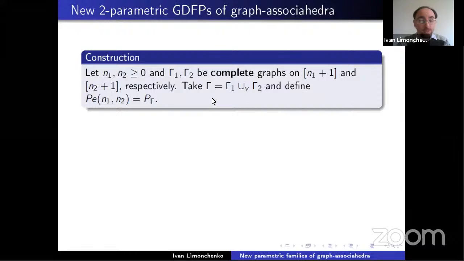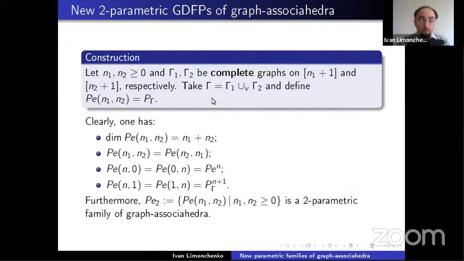That was about arbitrary complexity linear families. The construction is as follows. Suppose you have 2 complete graphs. Then take their union alongside a vertex, and this will be a graph. So you take one complete graph, another complete graph, and glue them along one vertex. This will be a simple graph, and its graph-associahedron I denote by P of n1, n2. This polytope will obviously have dimension n1 plus n2. This construction is symmetric, of course, because you can interchange those 2 complete subgraphs.